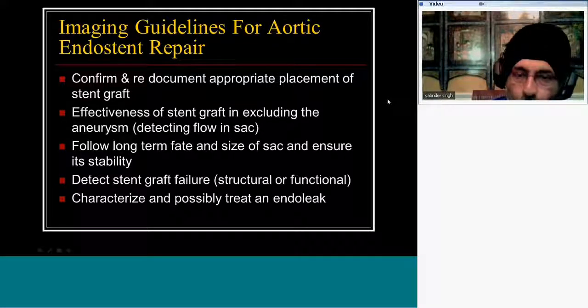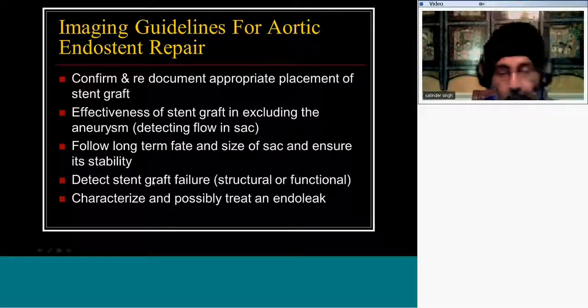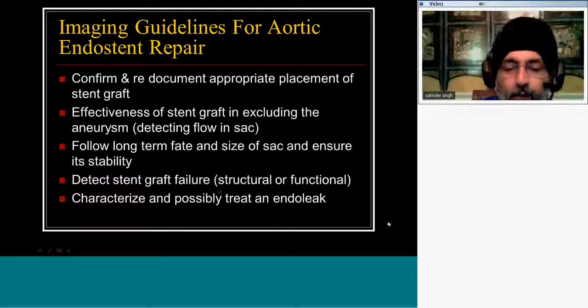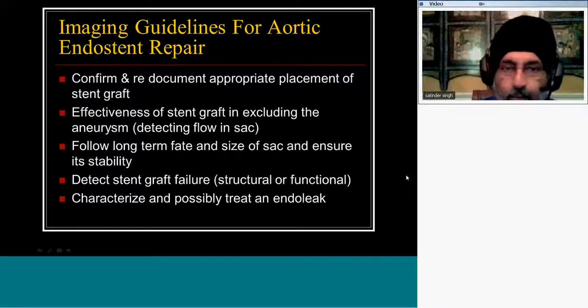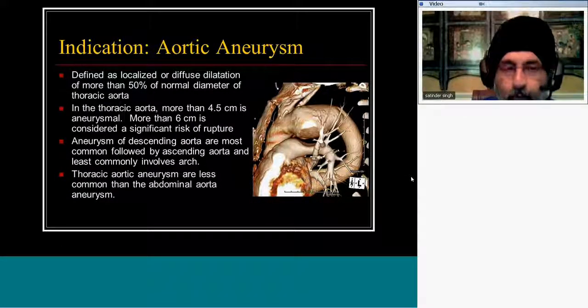The goal of imaging after the endostent repair is to confirm and re-document the appropriate placement of the graft stent. If it is done for a leaking aneurysm, that area should be covered with the graft. Effectiveness of the stent is assessed by looking at the flow in the sac; there should not be any flow or very decreased flow as compared to the previous study. For long-term follow-up, we always measure the aortic sac to see whether it is stable in size or decreasing. Usually it should not increase in size with time. Sometimes, very rarely, you may detect stent graft mechanical failure, where the struts are broken or the grafts become displaced, and of course, the most common complication is the endoleak, which we'll discuss in a minute. So let's look at the various indications.